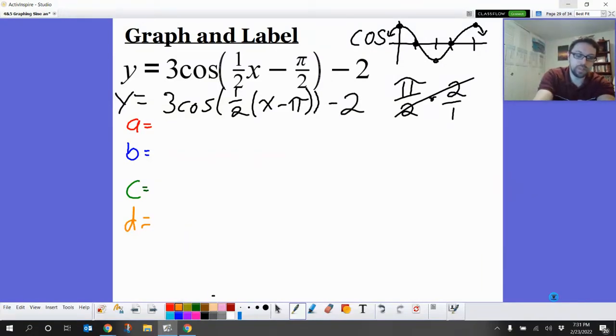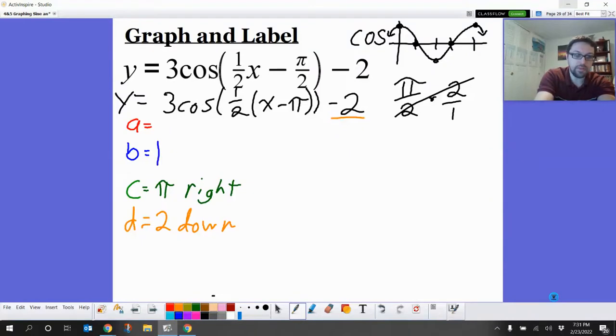Minus a 2. So let's deal with that. We got a down 2. So we got 2 down on our sinusoidal axis. We've got a shift of pi. Since it's being subtracted, you would think it would go to the left, but it's going to go to the right.